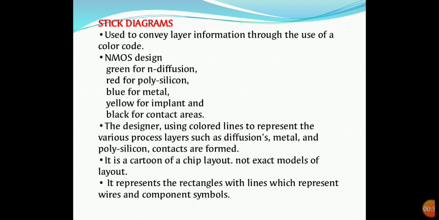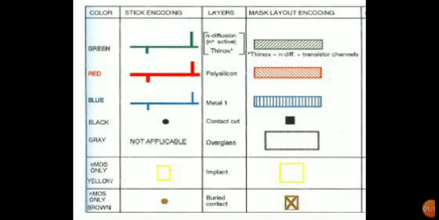For example, in the NMOS design, for the N diffusion, the green color will be used. For polysilicon, red color. For metal, blue color. And implant is yellow, and contact areas are black. Then these are some of the colors and applicable stick encodings and the layers used in the mask layout encoding.